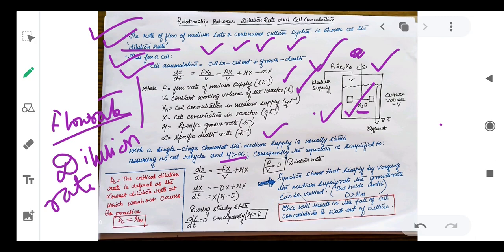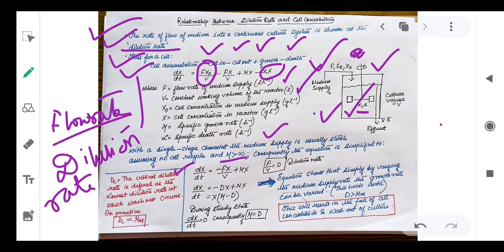You just neglect the death rate term and the Fx0 by V term, because what we are trying to see now is the accumulation of cells inside the vessel. So you remove these two terms, and you get dx by dt is equal to minus Fx by V plus mu x. That is the reduced equation.